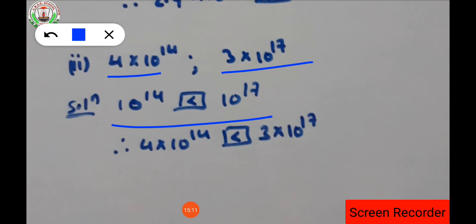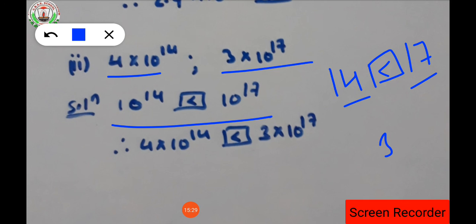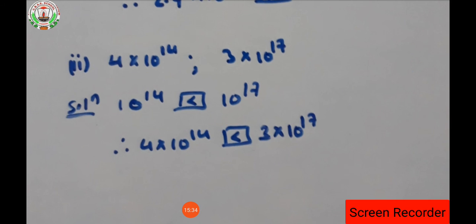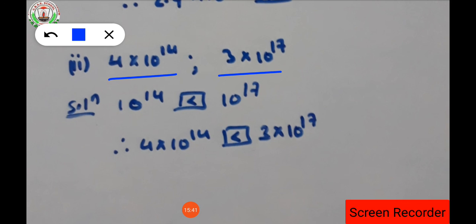As I told you, wherever we have to find the greater number, we have to see their powers, isn't it? So 10 to the power 14 and 10 to the power 17, which one is greater? Is 14 greater or 17 greater? 17 is greater. That's why 3 into 10 to the power 17 is the greater number. Why is it so? Let me explain once again. Here 4 into 10 to the power 14 is there, and 3 into 10 to the power 17 is there, isn't it?